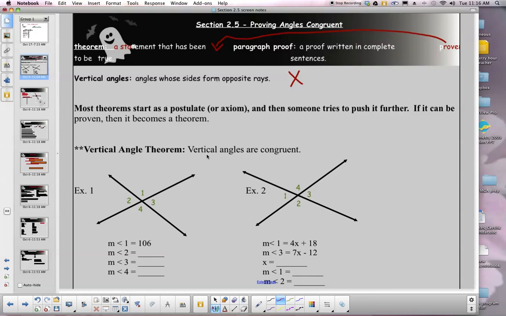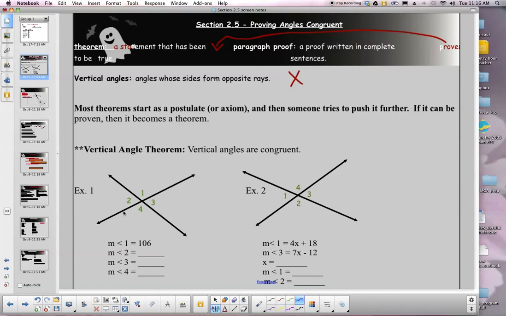So our first theorem, the vertical angle theorem, simply says vertical angles are congruent. And so that means that the top and bottom angles in an X will always be equal, and the left and right values of an X will always be equal.